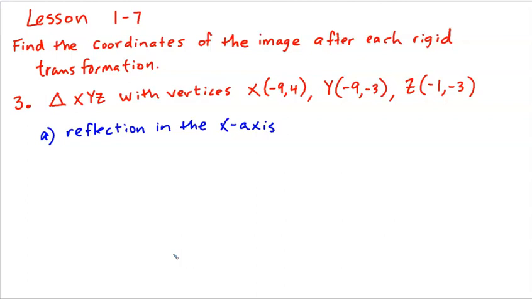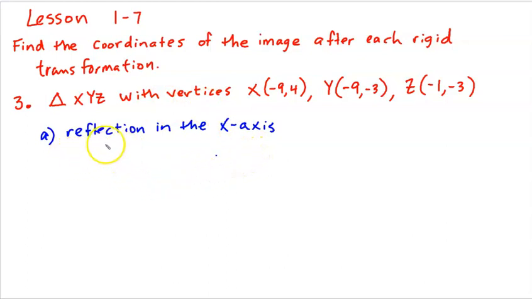Problems 3 and 4, we're supposed to find the coordinates of the image after the rigid transformation. They're going to give us the coordinates of the pre-image, and then we have to do the designated transformation and come up with the coordinates of the image. You do not have to graph these, you just have to come up with the coordinates.